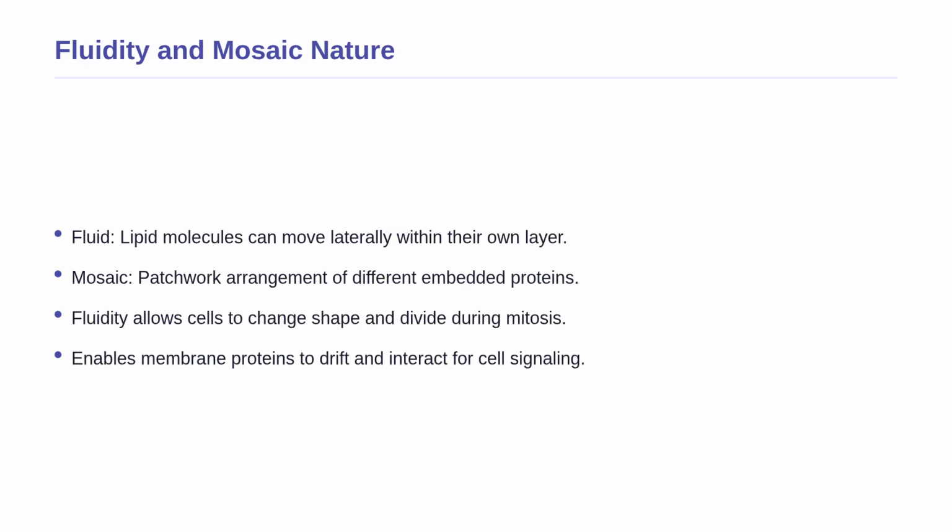This dynamic structure we just visualized leads us to an important question. Why do we use the words fluid and mosaic? The word fluid refers to the fact that the lipid molecules can move laterally, or side to side, within their own layer. This means the membrane is flexible. The word mosaic refers to the patchwork arrangement of different proteins embedded within the lipid bilayer, much like tiles in a mosaic artwork. These proteins perform the actual work, like transporting molecules.